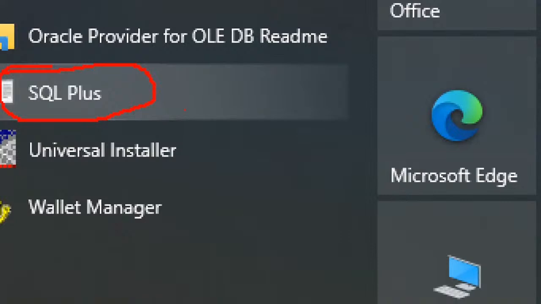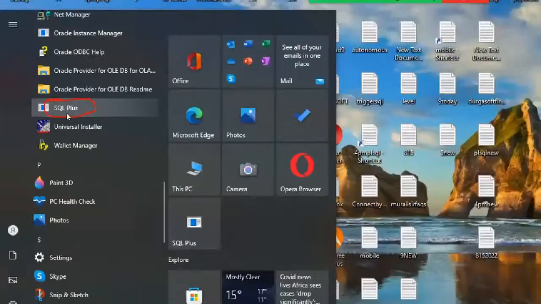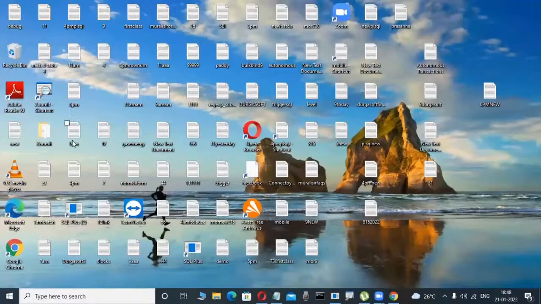SQL Plus is a default tool. Again, SQL Developer is a tool, a GUI tool. That tool you can also install, not a problem. Again, SQL Navigator is a tool, Toad is a tool. Those are all explicit GUI tools. But SQL Plus, you are not required to load. Once we load the Oracle software, automatically the SQL Plus tool is available.